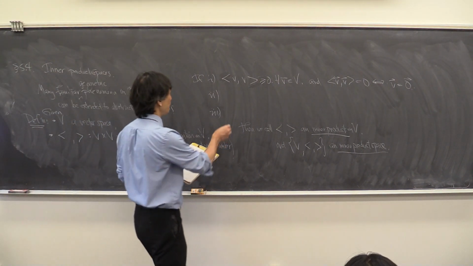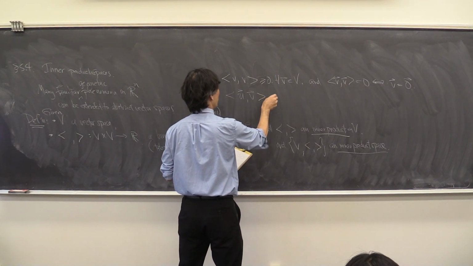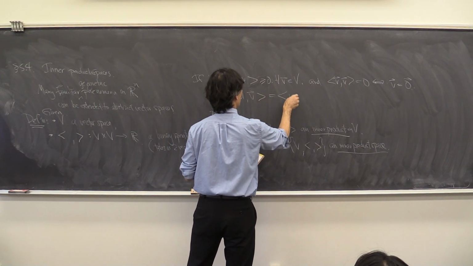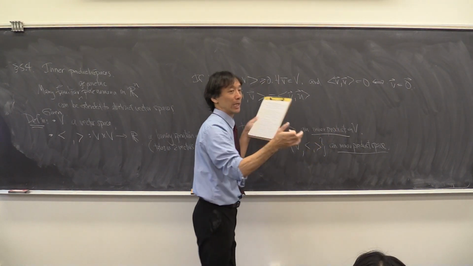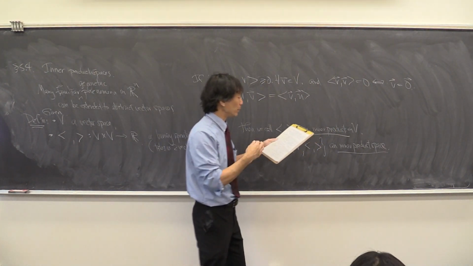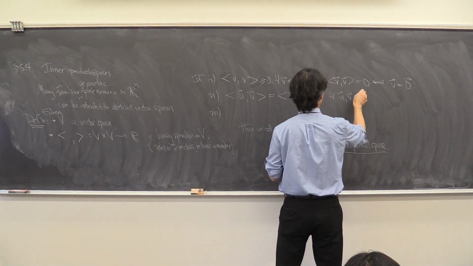Okay. Second thing you want is that if you take the dot product in one direction, it's the same thing as taking the dot product in the other direction. So this multiplication is commutative, for all u, v.